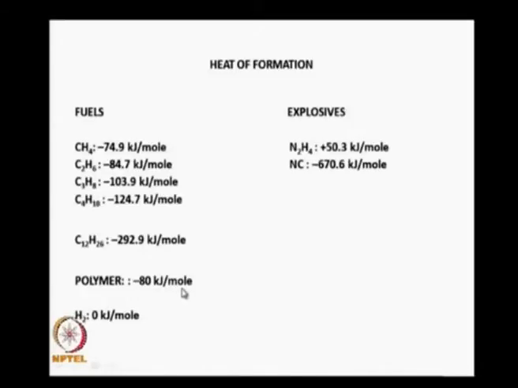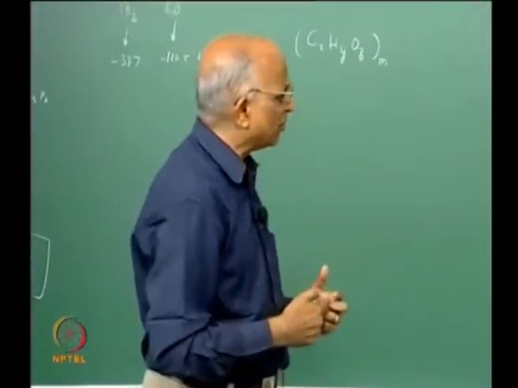When we talk of other fuel like hydrogen, well, hydrogen at the standard condition is an element and therefore the heat of formation is 0. I think for different fuels we therefore say, well, for hydrocarbon fuels it keeps increasing as the complexity of the substance increases. For a polymer it is around, let us say, minus 80 kilojoule per mole. For hydrogen, which is an element, and again at the standard condition it is 0 kilojoule per mole. Is it clear? Now I want to also define some more substances.